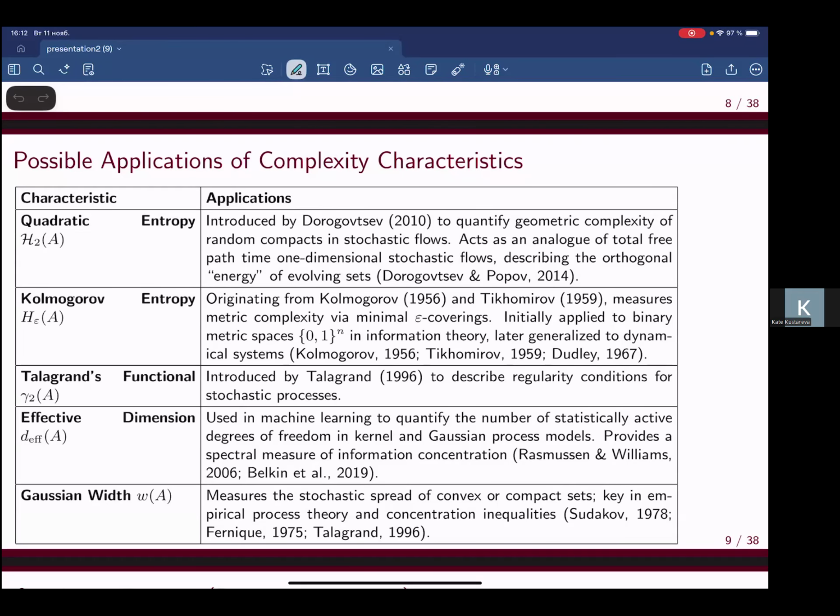Finally, Gaussian width. It measures the stochastic spread of convex or compact sets, and is key in empirical process theory and concentration inequalities. Lots of work by Sudakov, Fernique, Talagrand. We will see some of them.